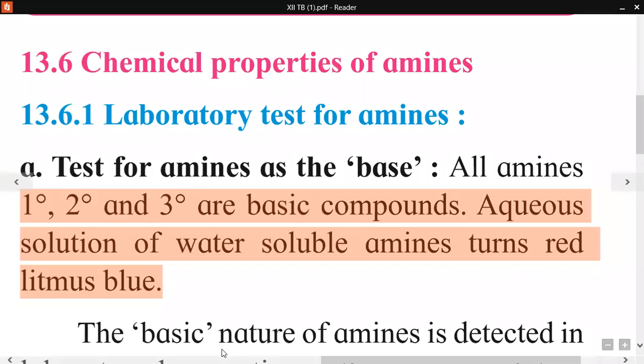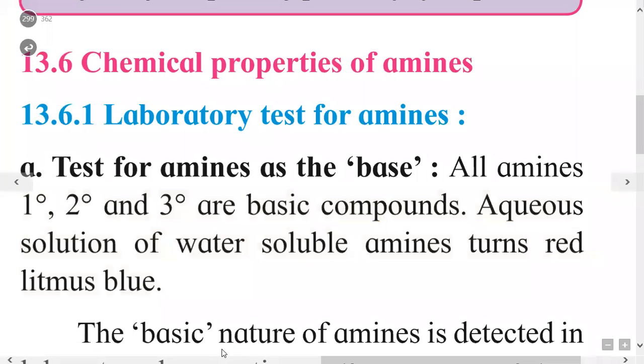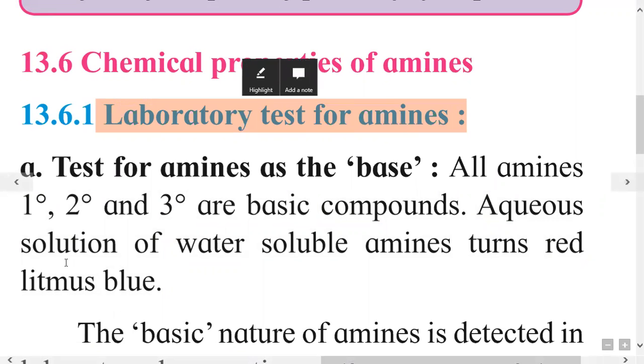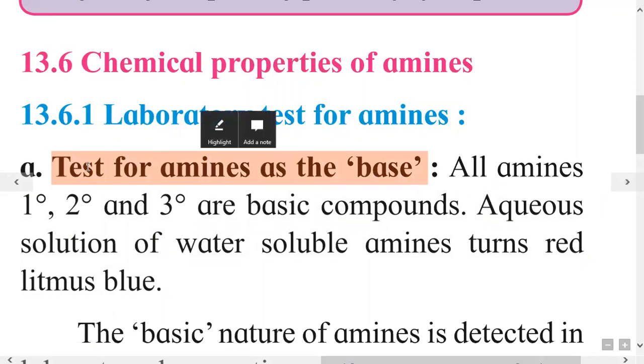Hello, students. Today we will study chemical properties of amines. First chemical property of amine is a laboratory test for amines. Under this, first is a test for amine as a base. So we can test in the laboratory why amines are basic in nature.